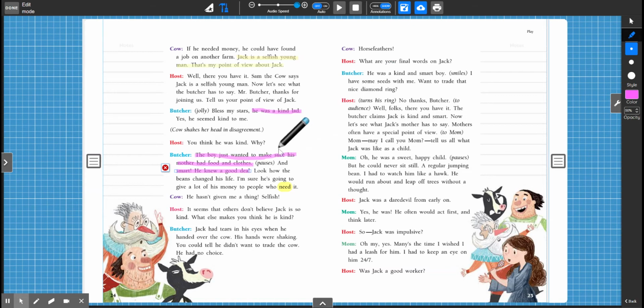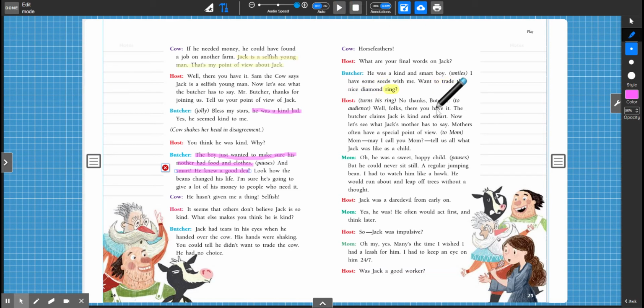food. Okay, let's see what Cow has to say. He hasn't given me a thing. Selfish. It seems that others don't believe Jack is so kind. What else makes you think he is kind? Jack had tears in his eyes when he handed over the cow. His hands were shaking. You could tell he didn't want to trade the cow. He had no choice. Horse feathers. What are your final words on Jack? He was a kind and smart boy. I have some seeds with me. Want to trade that nice diamond ring?